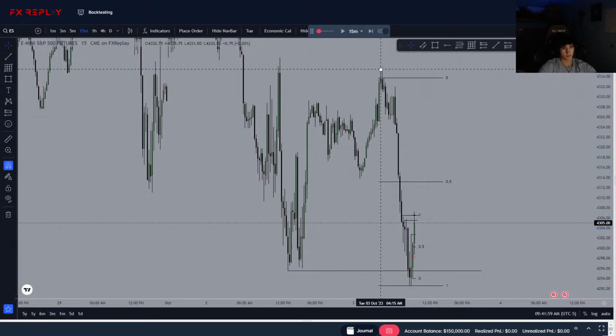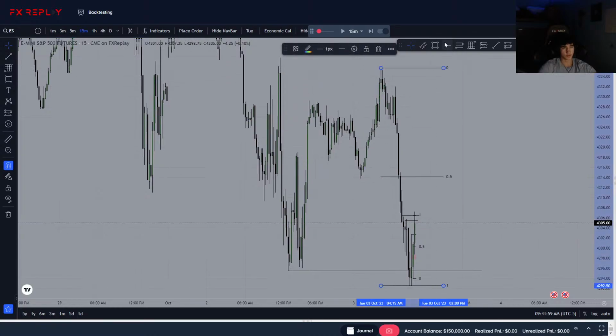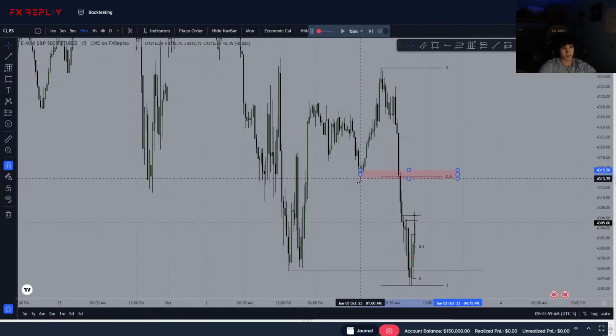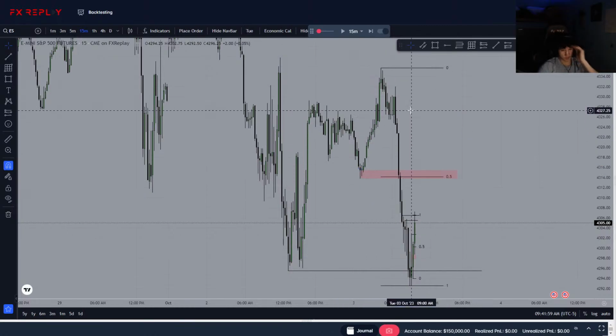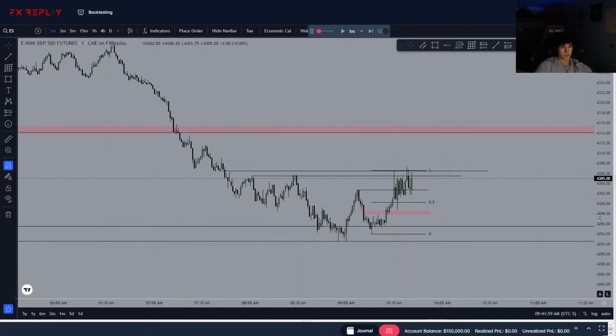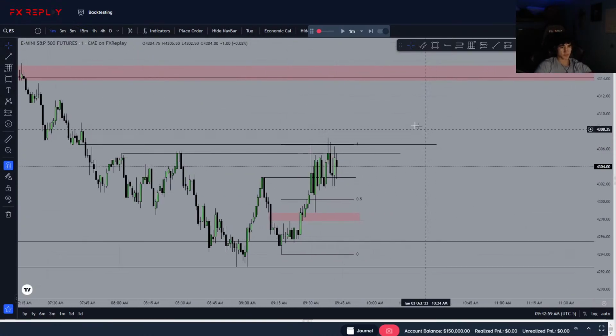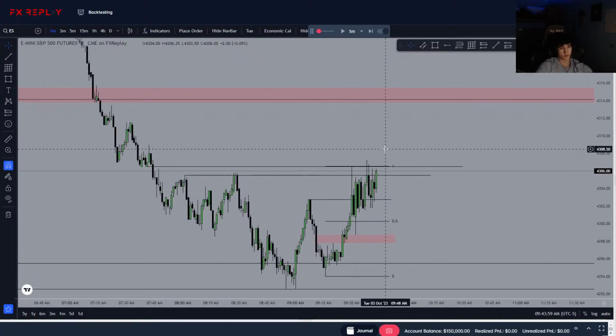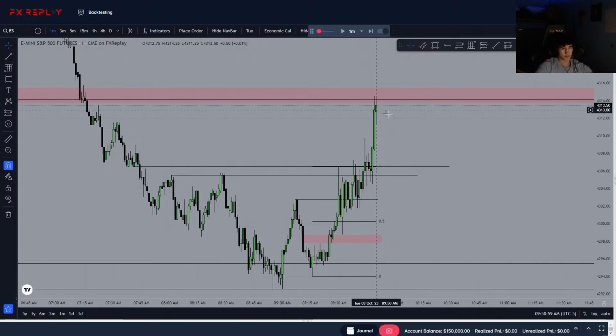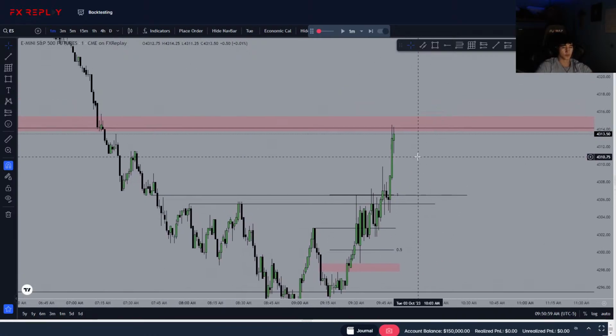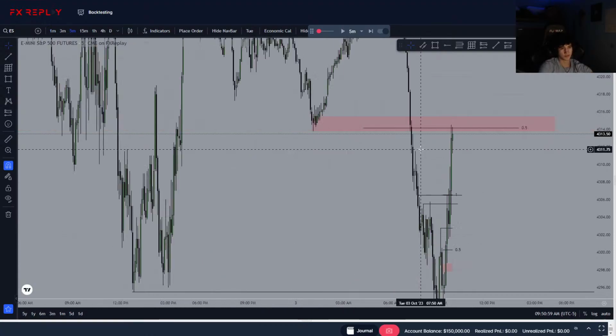I keep this one marked out too, because this also lines up with our breaker. Since it's Tuesday, we could get some manipulation higher. We could look for a long entry in this area just to tap into that breaker, because this is kind of my draw on liquidity right now. So I'm just going to wait. There we go. Tapped our unicorn. Probably is a unicorn, honestly.